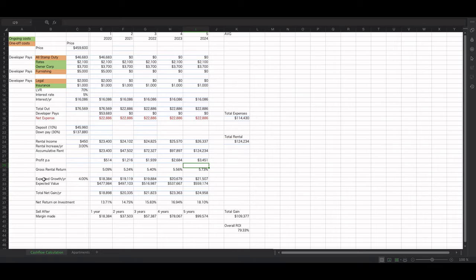Now, that's the profit. So you'll be basically making a profit every year after you buy this apartment. Okay, and that's the ideal case we want.